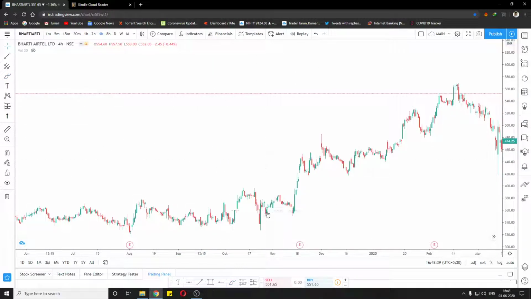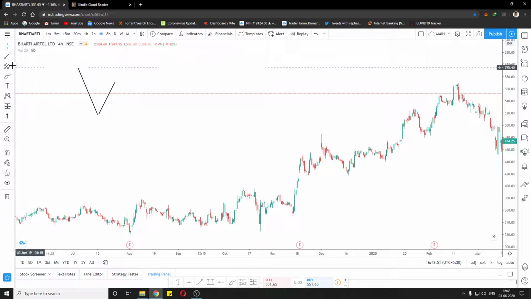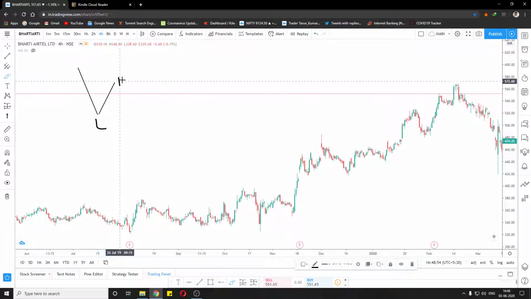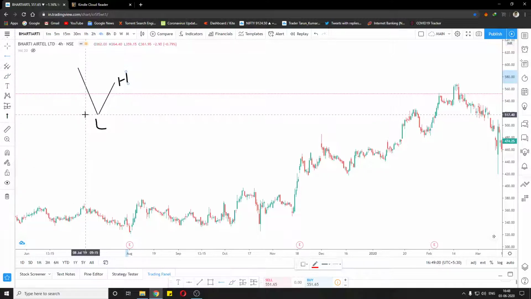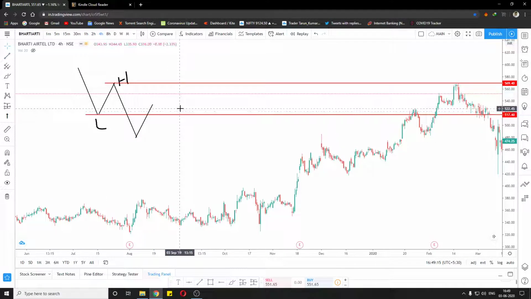So if we just reverse this, it becomes a downtrend. The downtrend will look something like this. We'll make a low, and then we'll make a high. This is our high, this is our low. Now the basic principle is the same, just reversed from the uptrend: the market should cross the low and make a lower low, and it should not cross the previous high, and it should make a lower high. Just like in the uptrend we made a higher high and a higher low, we will make a lower low and a lower high in the downtrend.